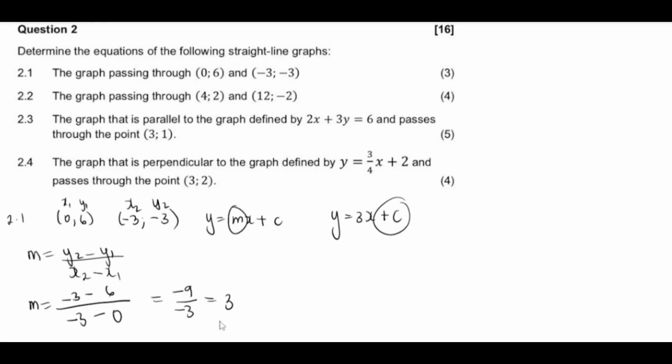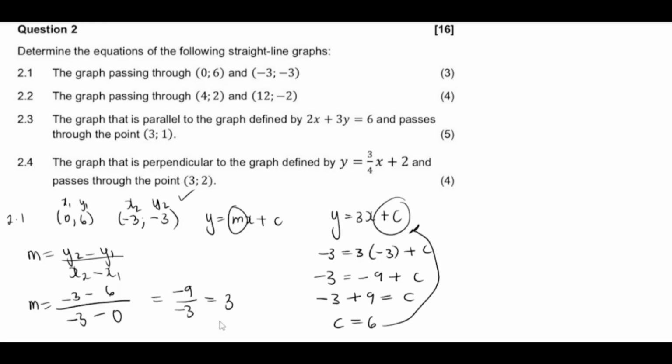To find the value of c, again, we substitute any of the 2 points. In this case, we're going to substitute the second one, where y is negative 3 and x is negative 3. Now let's solve for c. Negative 3 is equal to negative 9 plus c. Negative 3 plus 9 is equal to c. That means c is equal to positive 6. Now let's go sub that into our equation. That means the full equation of our graph is y is equal to 3x plus 6.